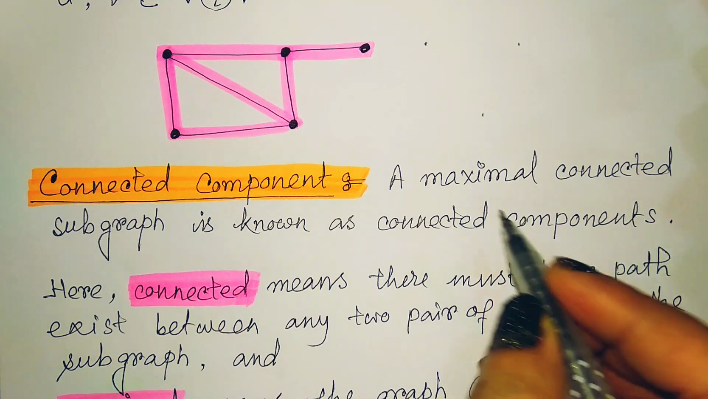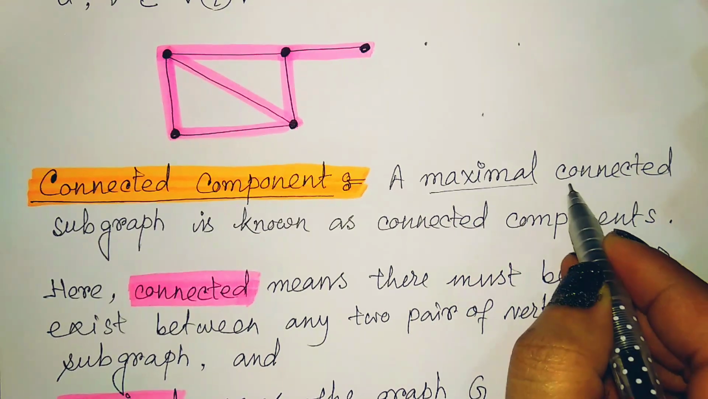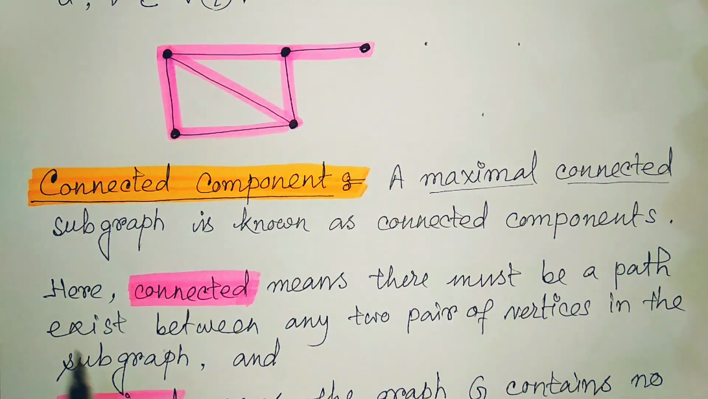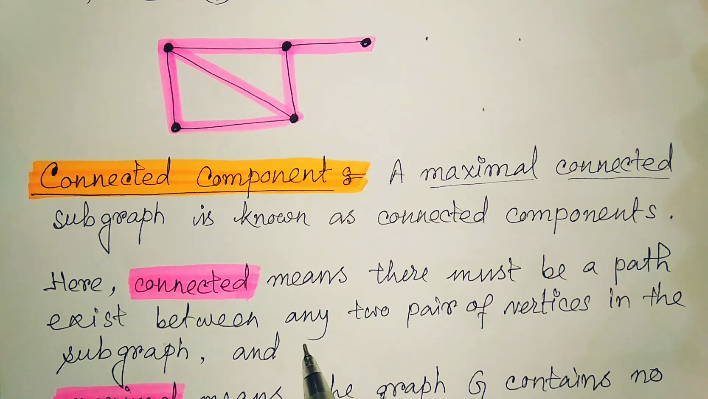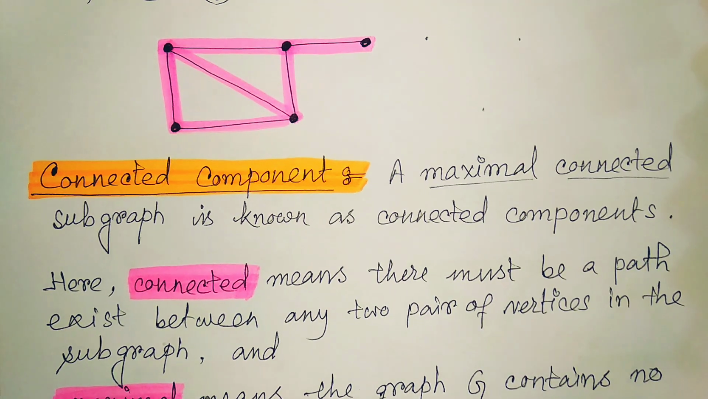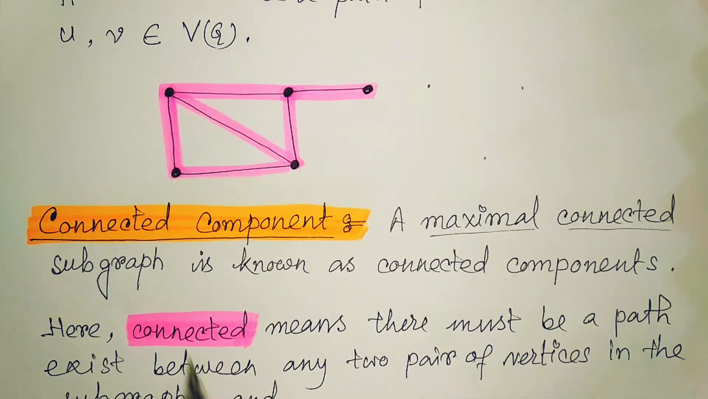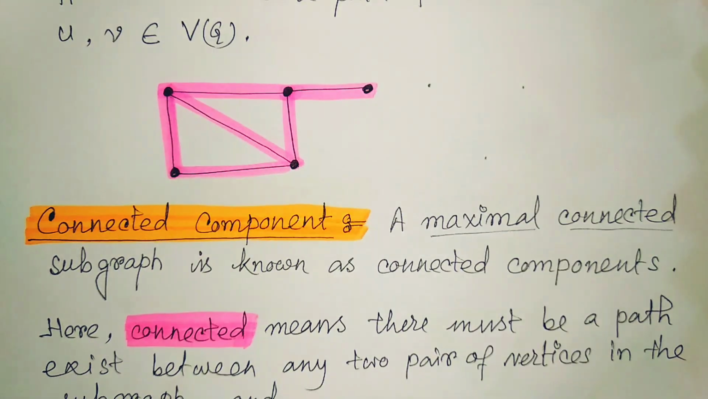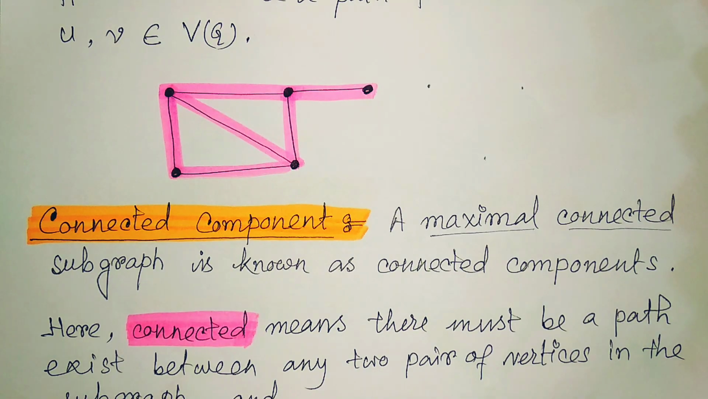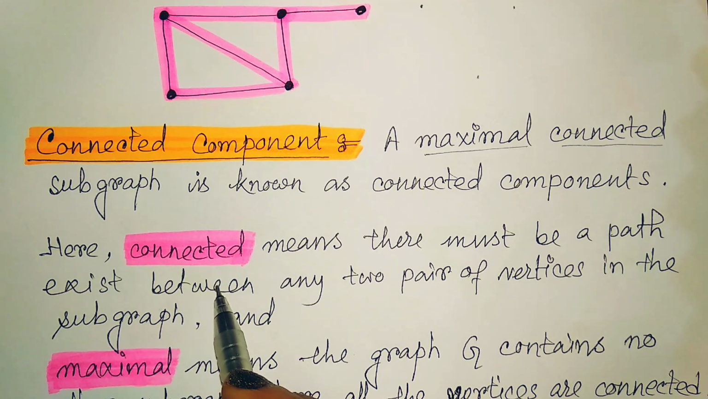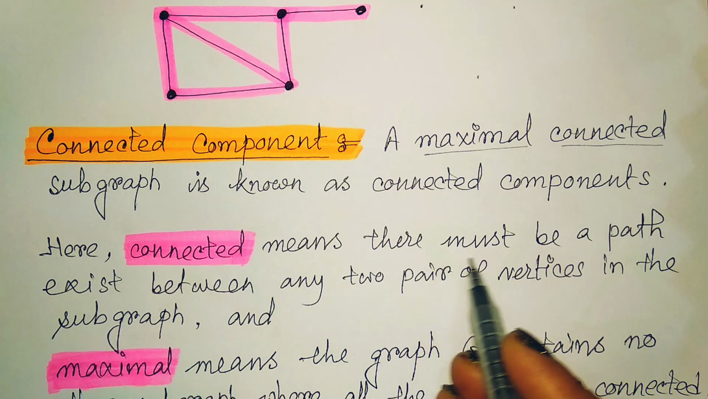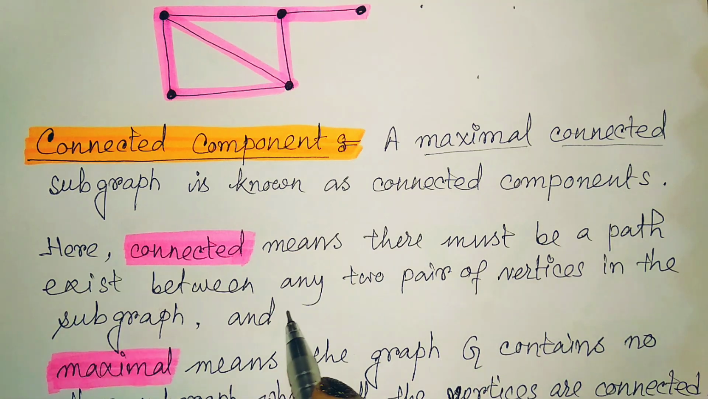Here two words are very important. One is maximal, another one is connected. Connected means there must be a path between any pair of vertices in the given subgraph. First of all, any graph is given. From here we should find out the subgraph, and whatever subgraph we consider should be connected. So connected means there must be a path between any two vertices in the subgraph.